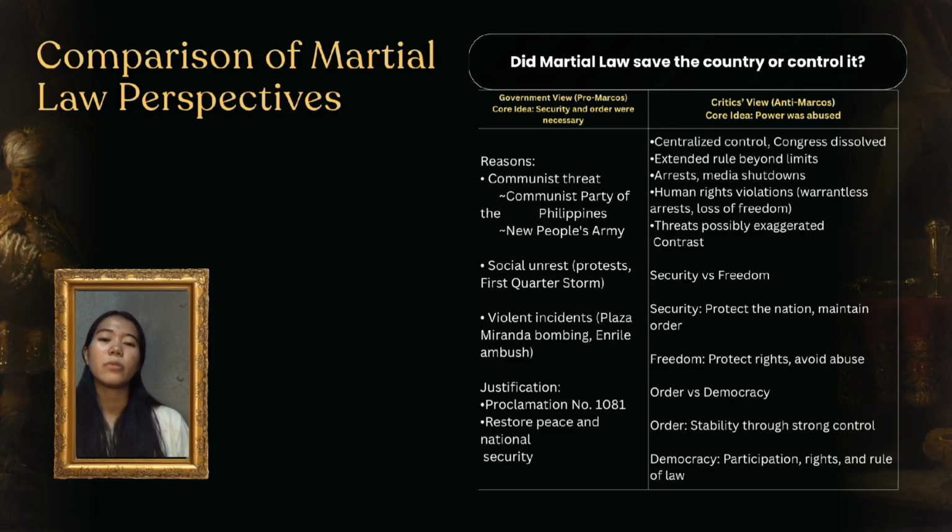The main difference between the two sides can be seen in security versus freedom, and order versus democracy. The government focused on protecting the country and maintaining stability, while critics focus on protecting people's rights and democratic institutions. So, martial law can be viewed in two ways: as a way to protect the nation from chaos, or as a way to limit freedom and democracy. The answer depends on perspective, but both sides show its strong impact on the country and its people.